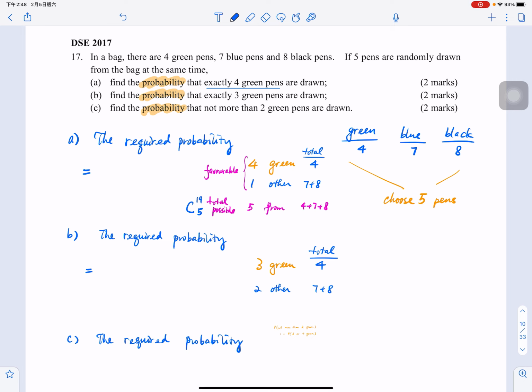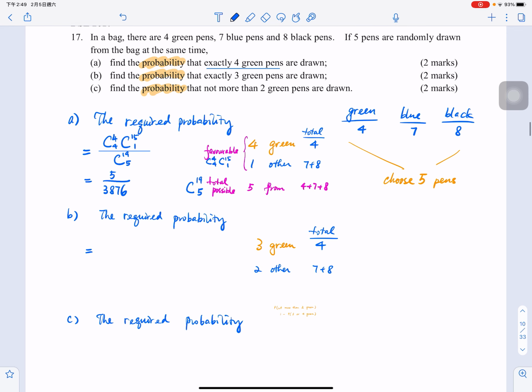How about the favorable? 4, right? That means choose all of them, and then 15, 1, right? So as a result, this one is 4C4 times 15C1 over total possible outcomes 19C5, right? So here 5 over 3,876. Clear? Okay. How about part B?